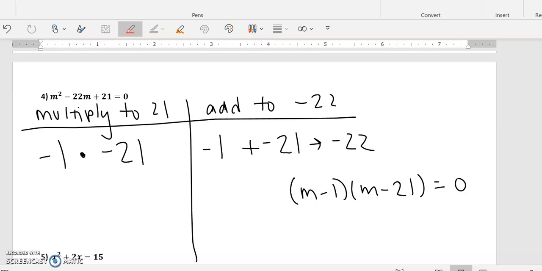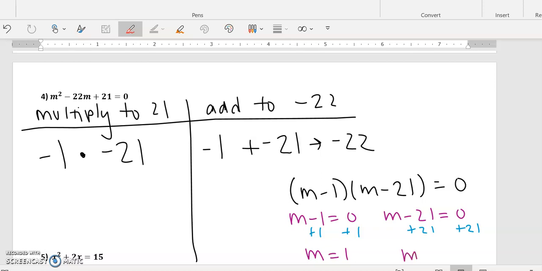Okay. Step 2 is we want to set both of these factors equal to 0 in little mini equations. Now in our first mini equation to get m alone, I would add 1 to both sides because that cancels the 1 out and I get m equals 1. And over here I'll add 21 to both sides to cancel the 21 out and get m alone, and m is 21. This quadratic has two answers, +1 and +21.